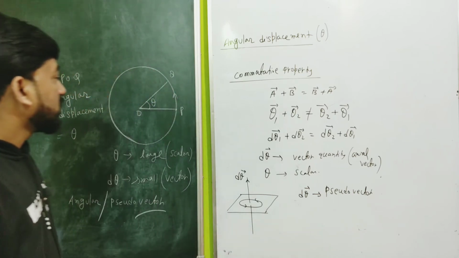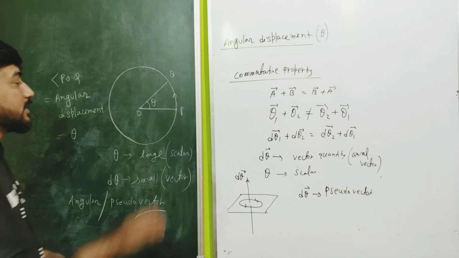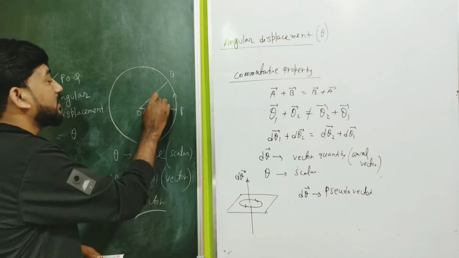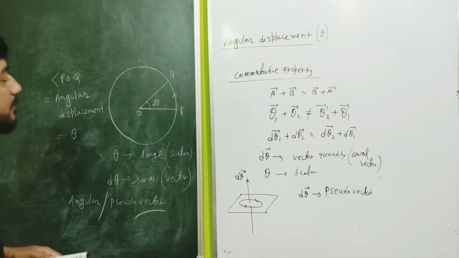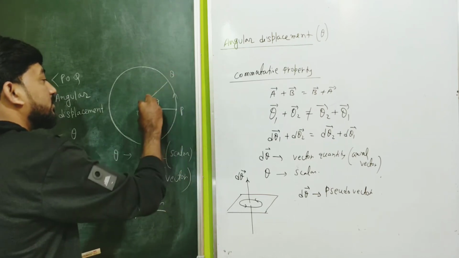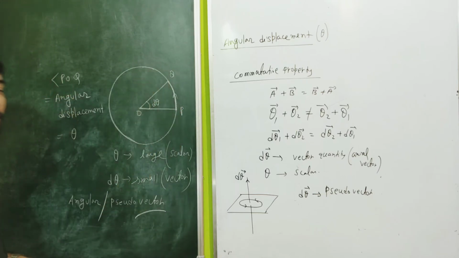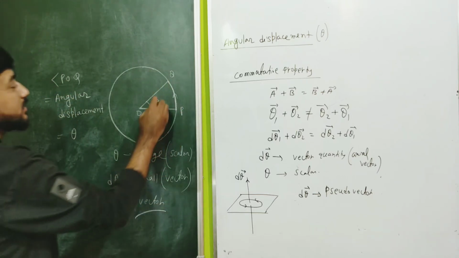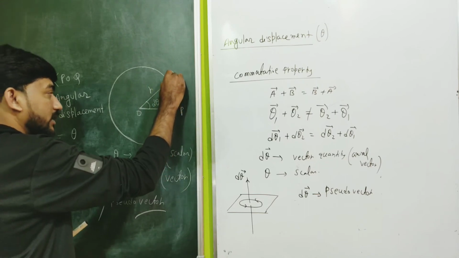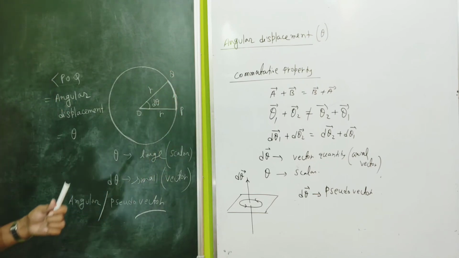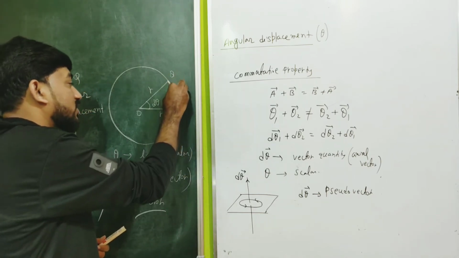Now here you can see, if this theta is very small, that is d theta, then this PQ is close to a straight line. If this is d theta, then this PQ is close to a straight line. So it will give you the linear displacement. Okay, so it is now like one dimensional motion.